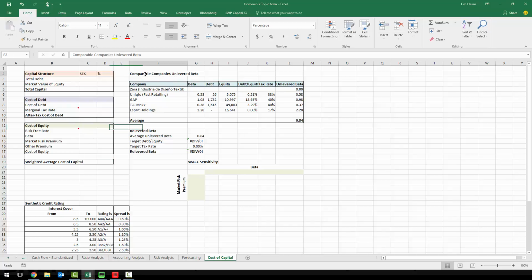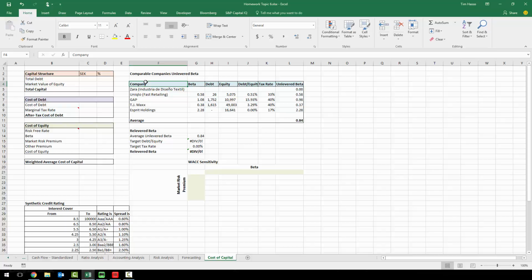So on the right, you see a section called Comparable Companies Unlevered Beta. Comparable companies unlevered beta is an alternative way to estimate your beta. In class, we covered the idea that in most finance textbooks, they would tell you that in order to estimate a beta for a company, you run a regression of the returns of that stock against the market to estimate the slope coefficient for the stock. And that is effectively your beta.